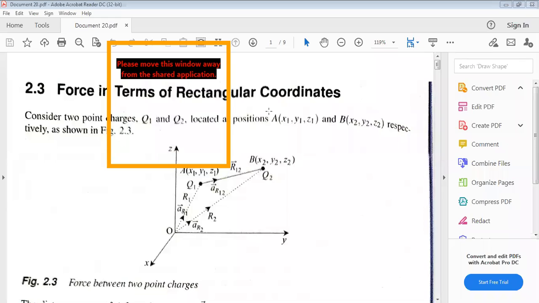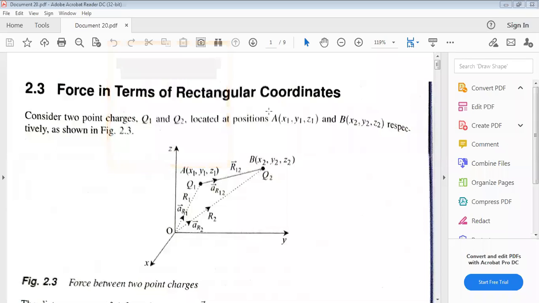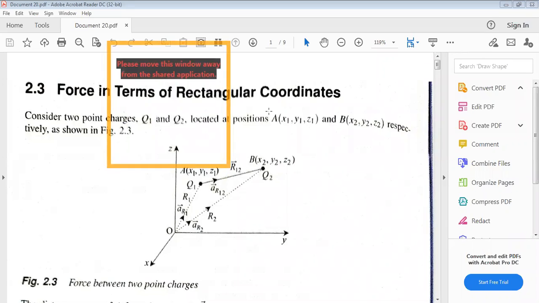The attraction or repulsion force between the charges is always proportional to their magnitudes, the charge magnitudes q1 and q2, or simply the product of q1 and q2, and inversely proportional to the distance between them. F is proportional to q1 into q2, and F is proportional to 1 by r square. When we combine these two, F is proportional to q1 q2 by r square. But this situation is considered under free space.